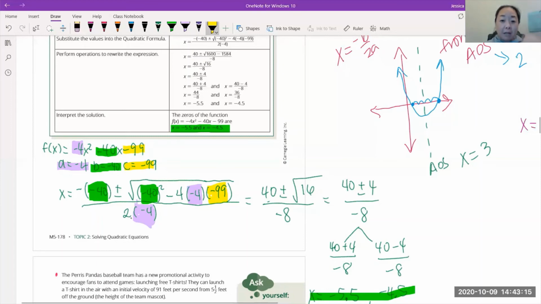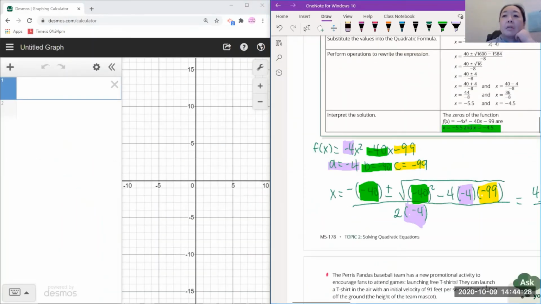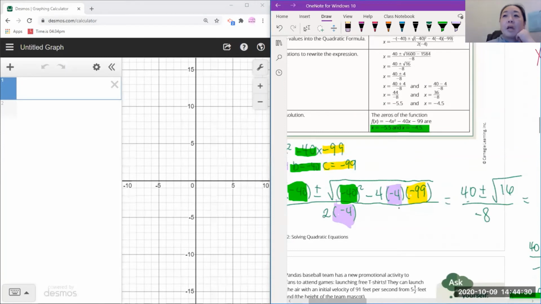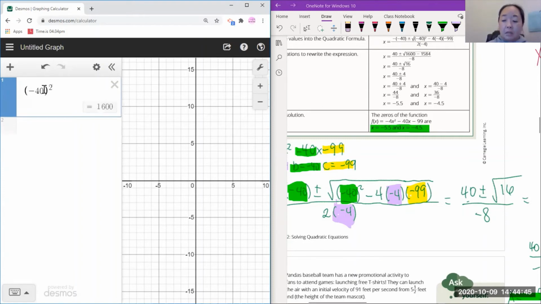Remember, we had to divide by 2, and then when we squared it, anyways. So there we go. If you notice right here, we're just going to do that middle part. You have to put parentheses in there or it's going to mess you up. So negative 40. Also, if you don't put in the negative, it's going to mess you up too. Squared, and then minus 4 times -4 times -99.